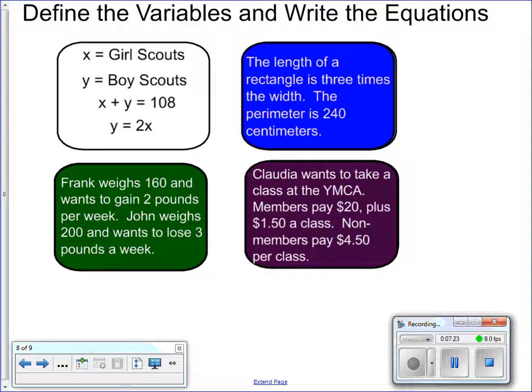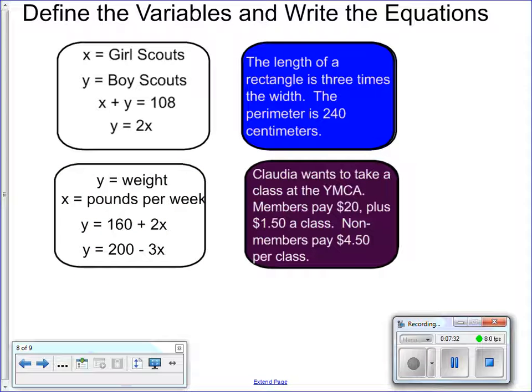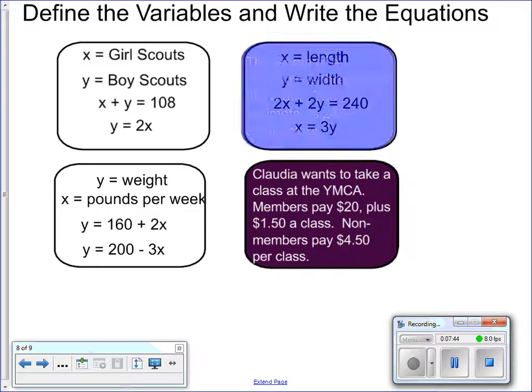Frank weighs 160 pounds and wants to gain 2. John weighs 200 and wants to lose 3. Our 2 variables are weight in pounds and weeks, so y equals 160 plus 2x, and y equals 200 minus 3x. The length of a rectangle is 3 times the width. The perimeter is 240. Our variables are length and width. 2x plus 2y equals 240, and x equals 3y.